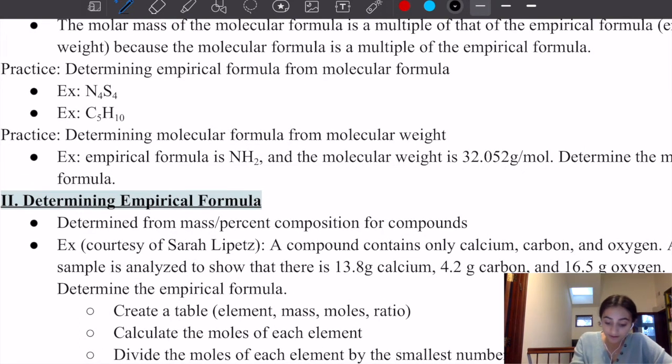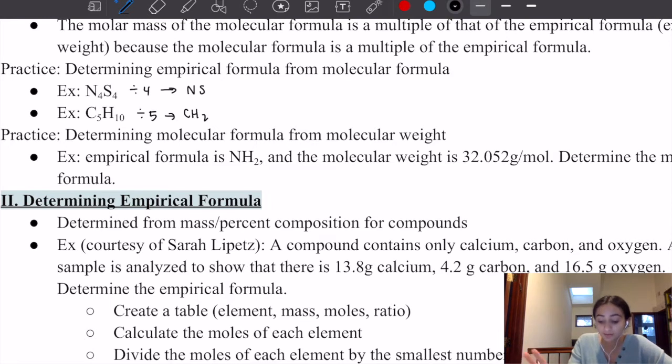So we are going to determine the empirical formula from the molecular formula. If we look, we have N4S4. The common factor in both of these is 4. So we can divide by 4 and get NS, because 4 divided by 4 is 1. Then we have C5H10. The common factor in each of the subscripts in this compound is 5. So you can divide by 5 and we get CH2.